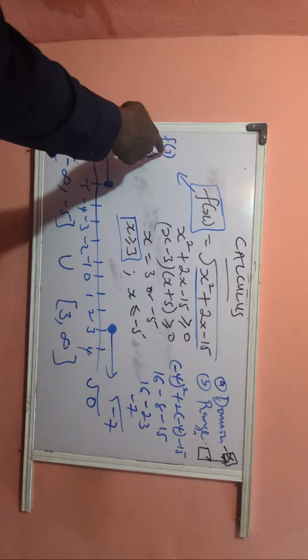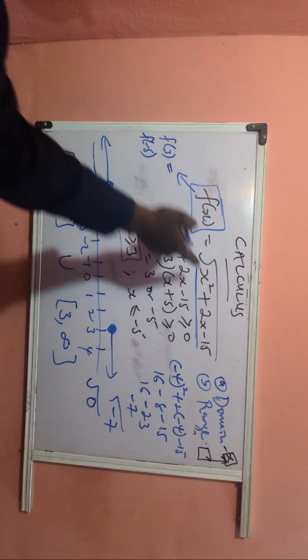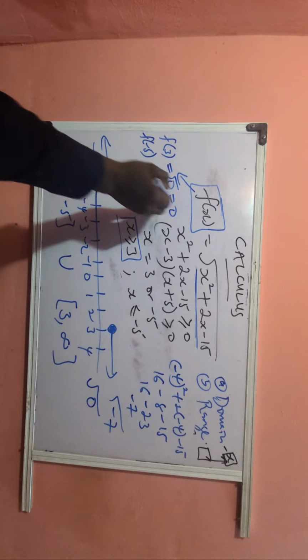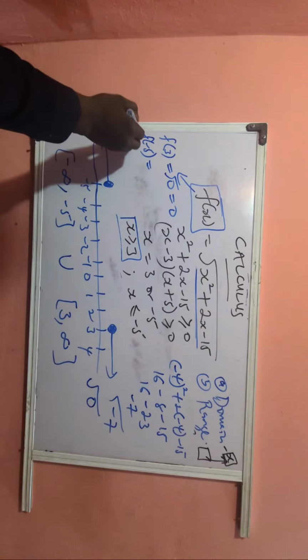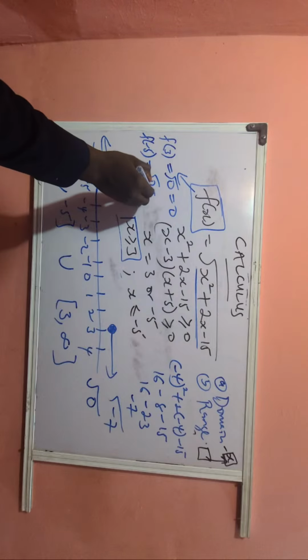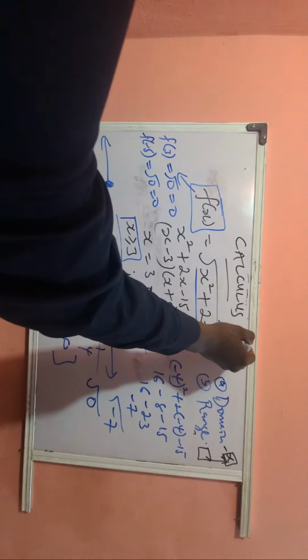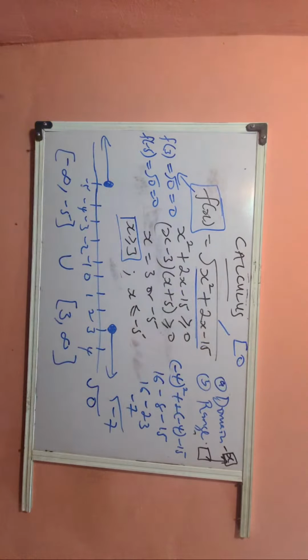What was the value f of 3? When you fixed in 3 into this place, you got 0 here. That was square root of 0, and that means that was 0. When you fixed in -5, also it was square root of 0, which was 0. This tells you already that your first value for your range will be 0.